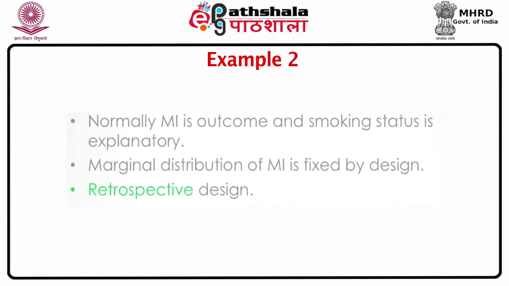However, if we look back to how we have collected the data, we have done so using a retrospective design. That is, we have collected data from x given y. So the marginal distribution of MI is fixed by design. What this means is that we have fixed how many cases we want to sample and how many controls we want to sample. And in this case, we have looked at the distribution of x. This is something called a retrospective design and needs extra methods for analysis.